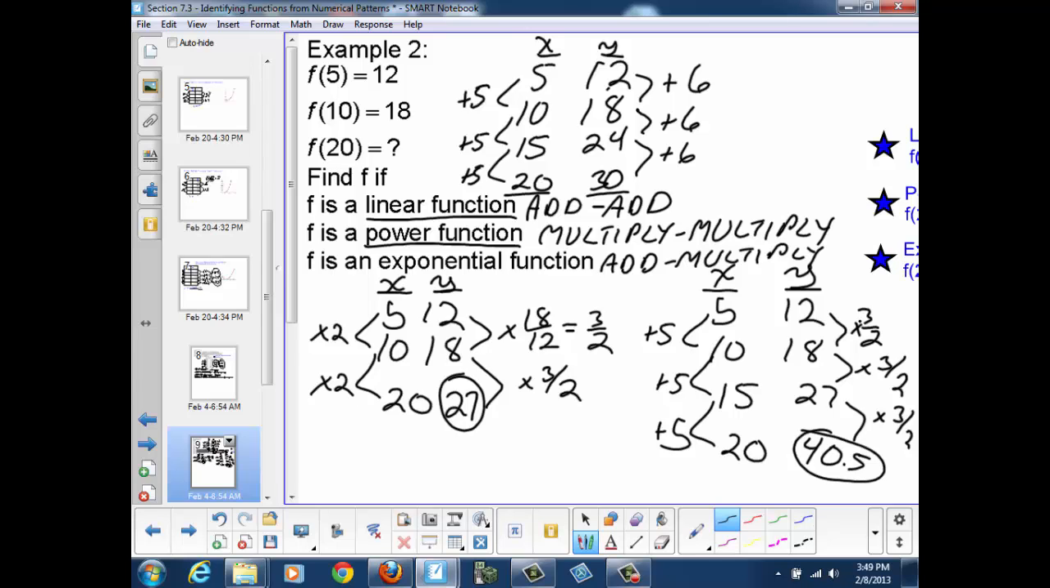Notice I didn't have to, in any of these cases, determine what the actual function was. I simply knew that the pattern would appear for that type of function, and I could apply it to the information I already had.